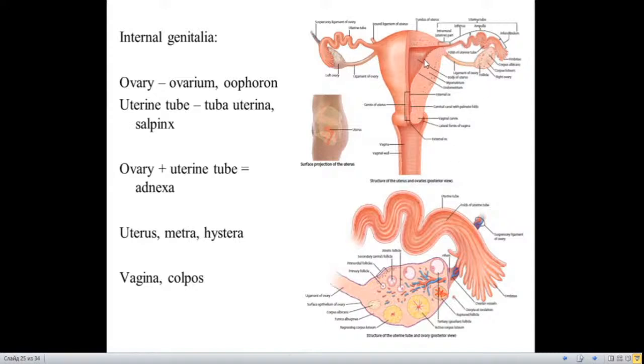And normally the zygote attaches to the wall of the uterus. This process is named implantation. Usually it happens on the 7th day of pregnancy. So implantation happens in the cavity of the uterus. And then the embryo will grow and later the fetus will appear in the growing uterus.